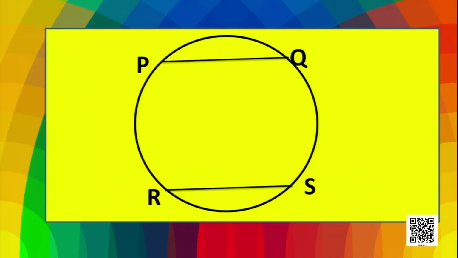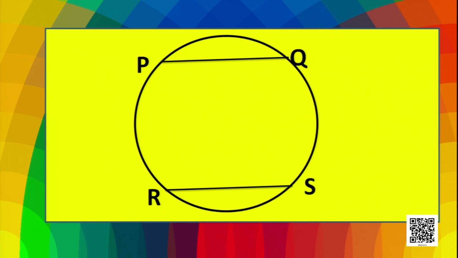Let's have a look at this figure. Here we have two chords PQ and RS. These are two equal chords. And if we cut the circle from RS and superimpose it on the minor arc PQ, then we can see that both will match.